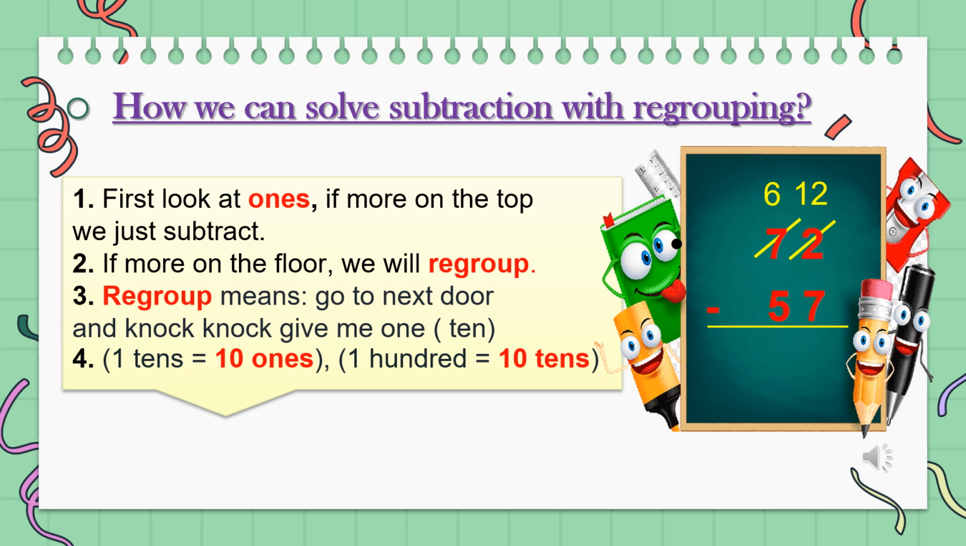So now 12 minus 7. Count from small to stop at big. So after 7: 8, 9, 10, 11, 12. Stop. How many fingers do you have? 5. Now 6 minus 5 equals 1. So the difference here equals 15.